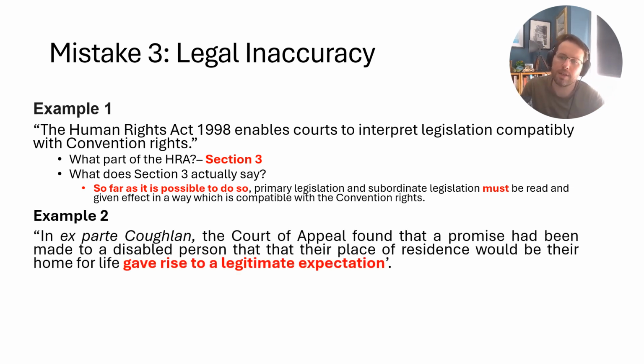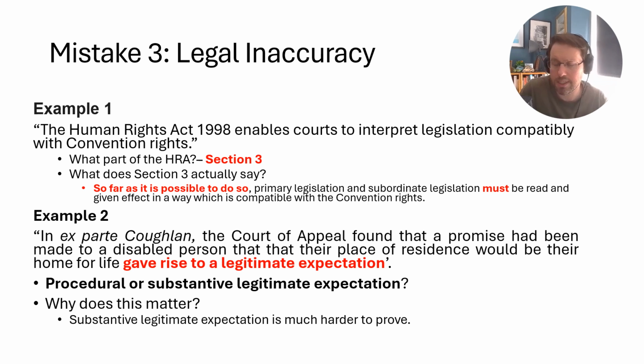I think a second example, and again this is something that's quite common in problem questions: in Ex parte Coughlin, the Court of Appeal found that a promise made to a disabled person that their place of residence would be their home for life gave rise to a legitimate expectation. This is correct. However, is it a procedural legitimate expectation or a substantive legitimate expectation? The key thing in Coughlin actually is that it gives rise to a substantive legitimate expectation. Essentially, not just that they had an expectation that a certain procedure would be followed, that they could engage with a procedure, but rather that the outcome would be followed, that they would have a home for life.